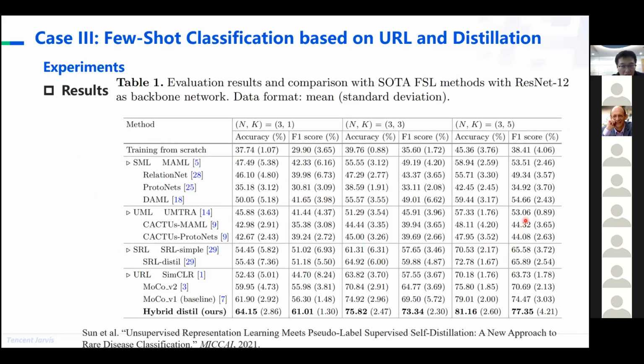Our major findings are as follows. First, the representation learning-based methods are generally better than the meta-learning based methods. And secondly, it is a bit surprising that unsupervised representation learning is generally better than supervised representation learning for this task. Then lastly, our proposed hybrid approach achieves the best performance in the group of unsupervised representation learning, and also the best on this task.